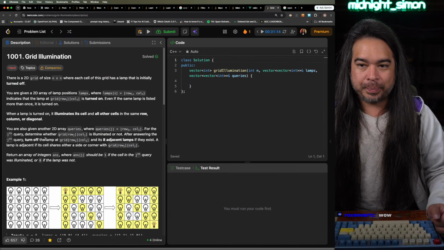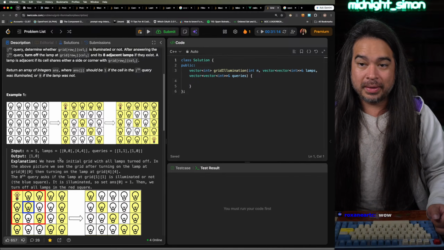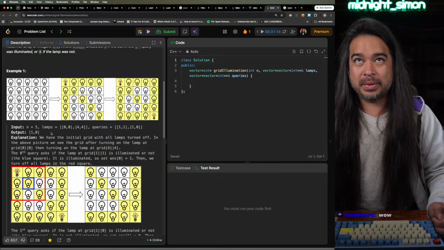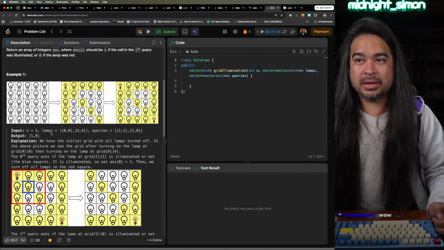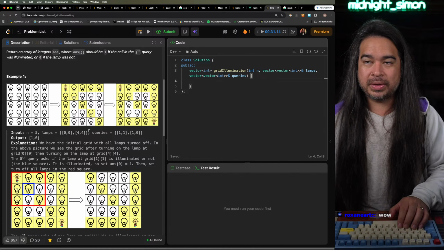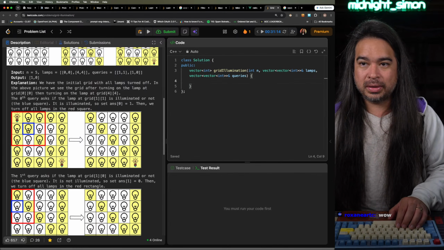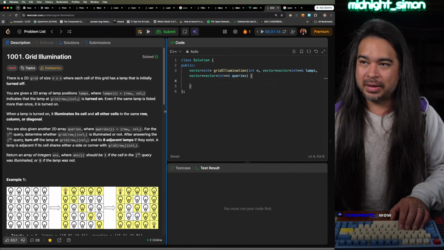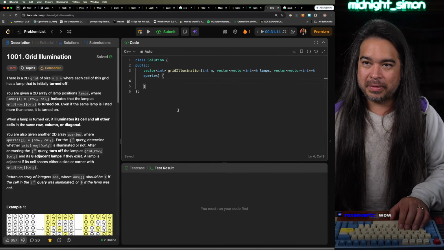Alright. So, jeez. So we need to count how many lamps per row, column, and diagonal. That's one thing for sure. And then we also need to... Yeah, I think I can do this. Doesn't sound too bad. So that's maybe the first thing I will do.